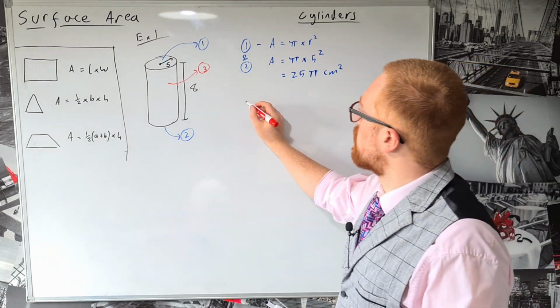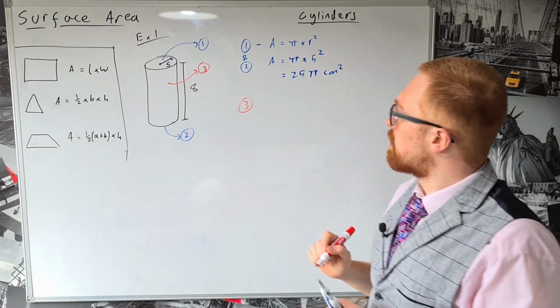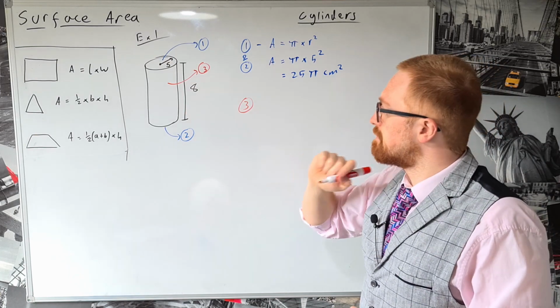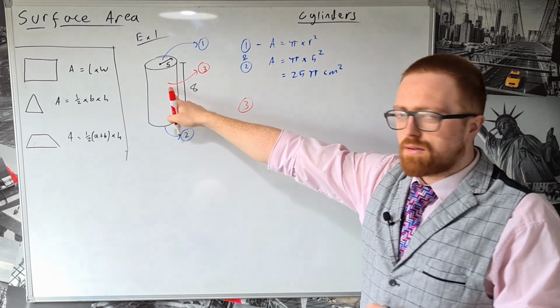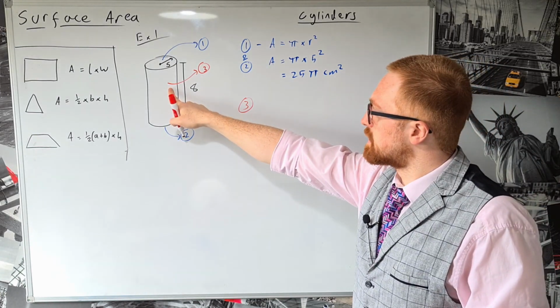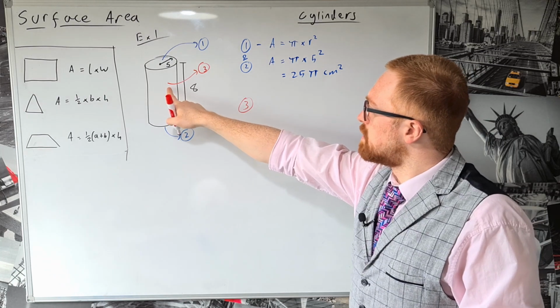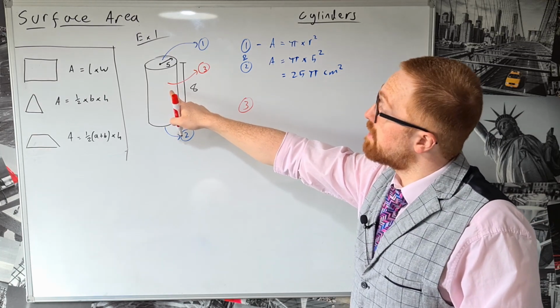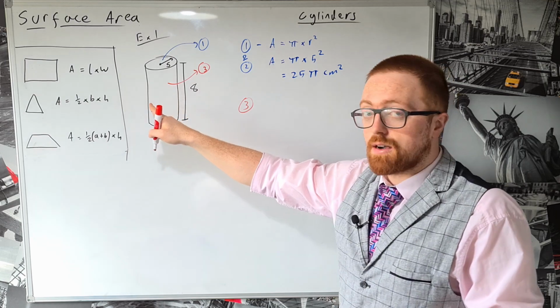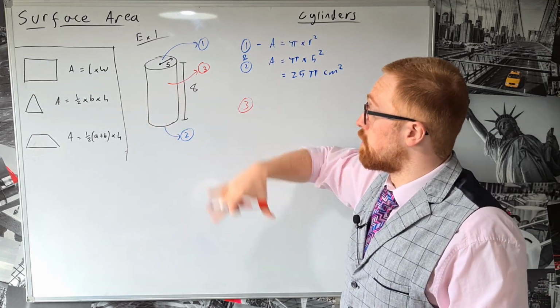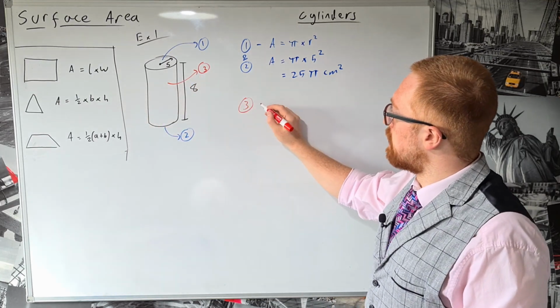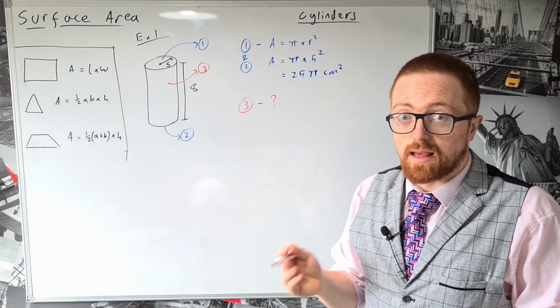Okay, let's have a bit of a look at 3 then. So 3 is a little bit trickier because we don't know how to find the area of this curved surface. So what we'll do is have a look at how we find the area of a curved surface on a cylinder generally, and then we'll revisit this question and finish off to find the area of surface 3.